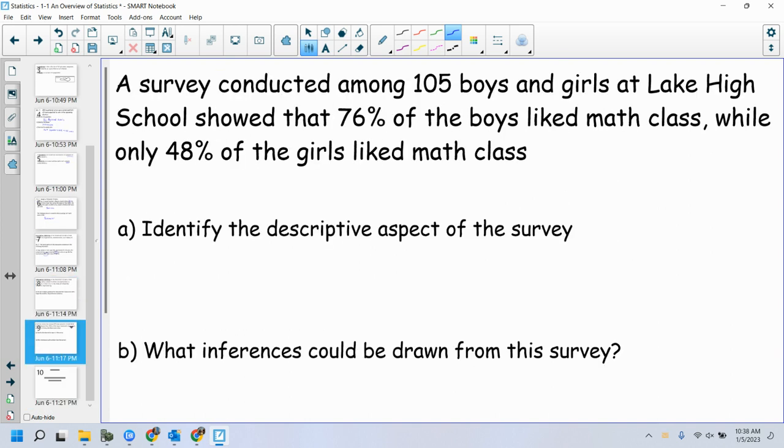A survey conducted among 105 boys and girls at Lake High School showed that 76% of the boys liked math class, while 48% of the girls liked math class. Identify the descriptive, and then let's talk about what inferences we can describe based on that. And again, we're going to talk in generalities here. I know we're going to jump to conclusions here. Identify the descriptive piece. What is the descriptive piece of this?